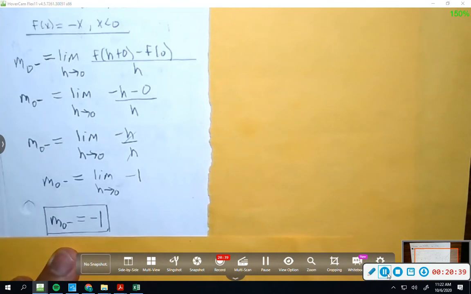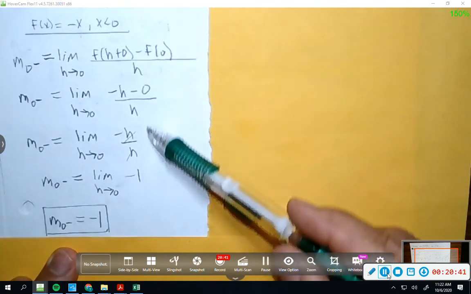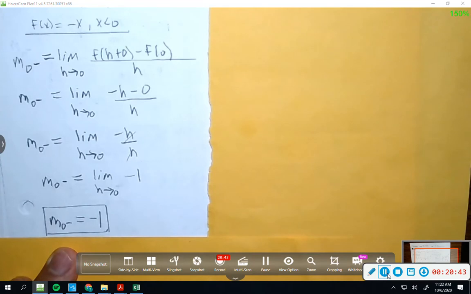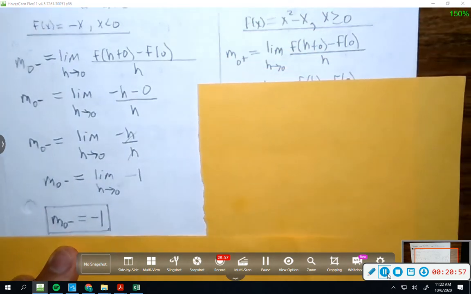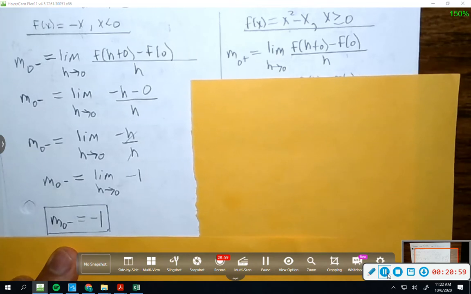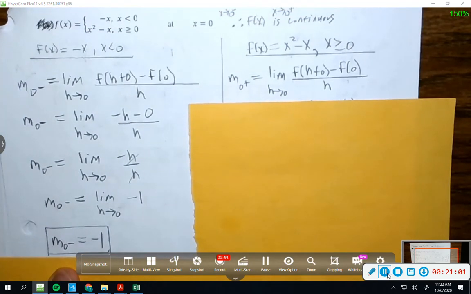But I still want you to run it through this. I could give you more complex functions, but I'm going to give you some linear situations, so you're just verifying that this limit definition works even for finding the slope of a line. But then you have to find the slope at 0 from the right. And this time we're using the x squared minus x. The bottom piece of the piecewise function defines the right piece of this graph.